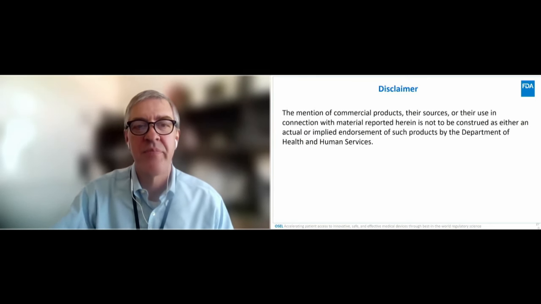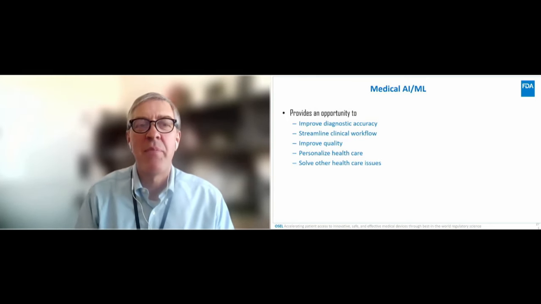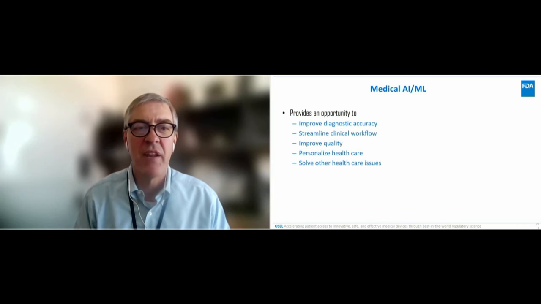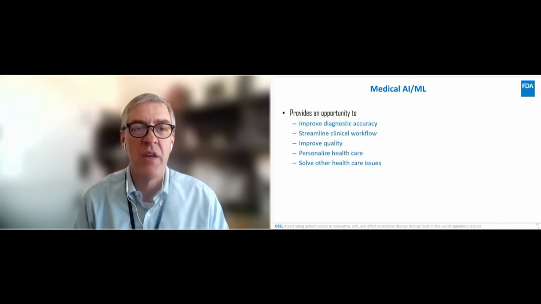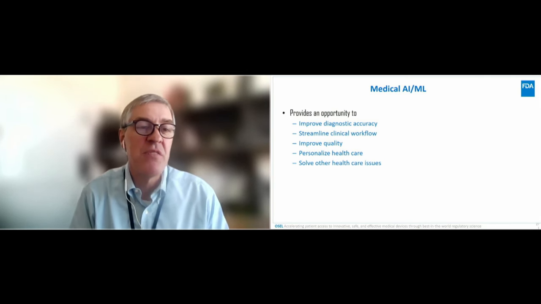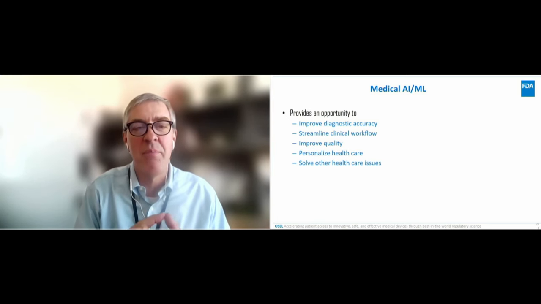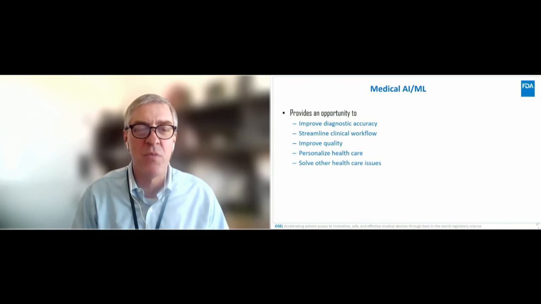Next slide. So medical AI/ML provides an opportunity to improve diagnostic accuracy, streamline clinical workflows, improve quality, personalize healthcare, and potentially solve a large number of other healthcare issues. So I want to try to give you a context. I'll talk a bit about pathology and NASH specifically, but also try to give you a wider context of what's happening in the field. Next slide.